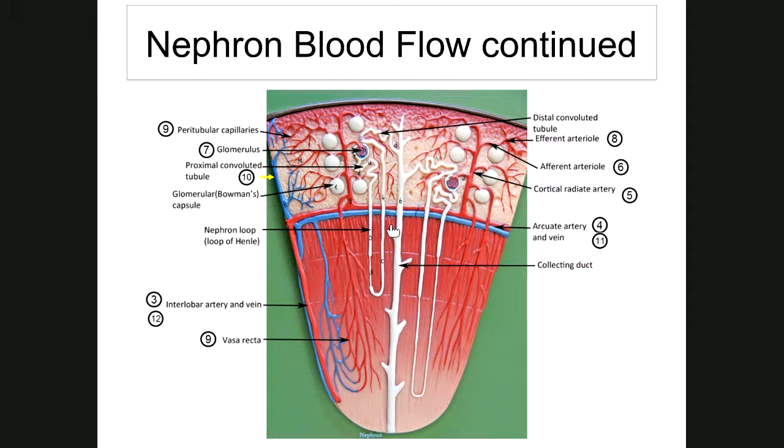They both unite to form the cortical radiate vein. So let me see, it's this blue one right here. Cortical radiate veins right over here. I didn't put that on there. That's the cortical radiate vein on the far left. Oh, it's number 10. That's what it is. Number 10 is the cortical radiate vein.